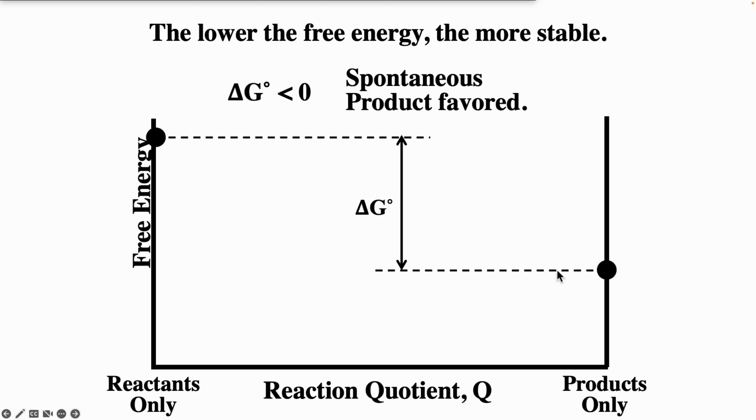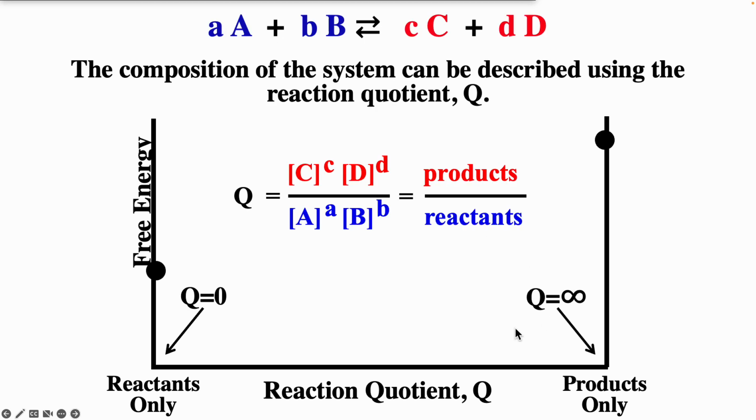If the products have lower potential energy, again, delta G is products minus reactants, your delta G would be negative, which would correspond to delta S universe positive, and that would correspond to a spontaneous process. Now, the x-axis is the reaction quotient, and that's just going to be the concentration of the products divided by the reactants, and the coefficients for the reaction become exponents.